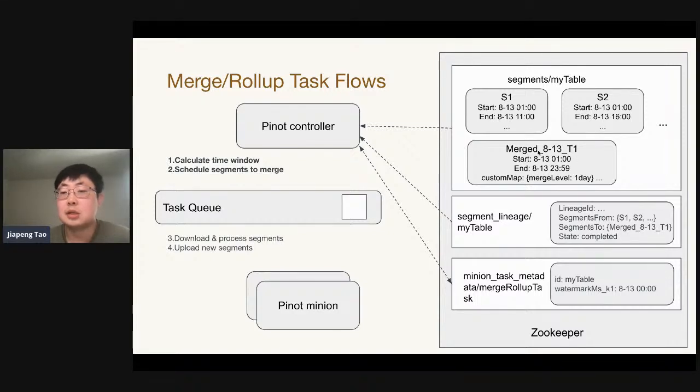So in this case, it only finds a merged segment in that window, which means all the segments in that window have been merged. The controller now knows it needs to bump up the starting time and end time to the next bucket, and also update the watermark. So in this case, the controller will start on August 14 instead of August 13.